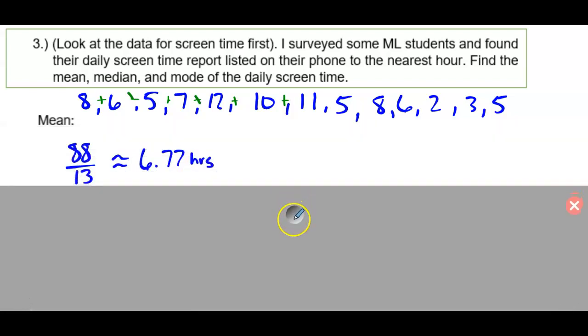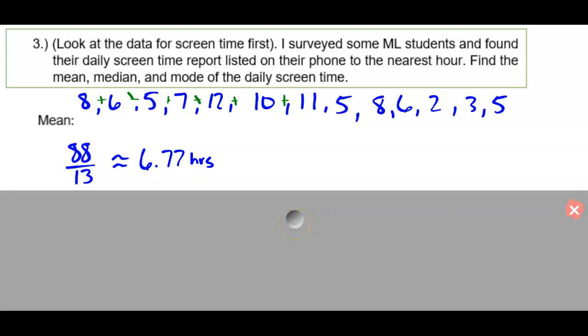Excellent, you should have had 88. And there should be 13 points. 1, 2, 3, 4, 5, 6, 7, 8, 9, 10, 11, 12, 13. Fantastic. So 13 points, 88 is approximately 6.77 hours.